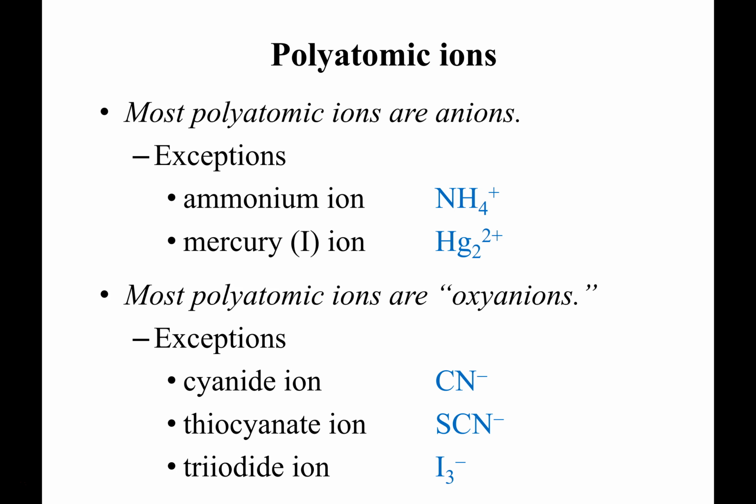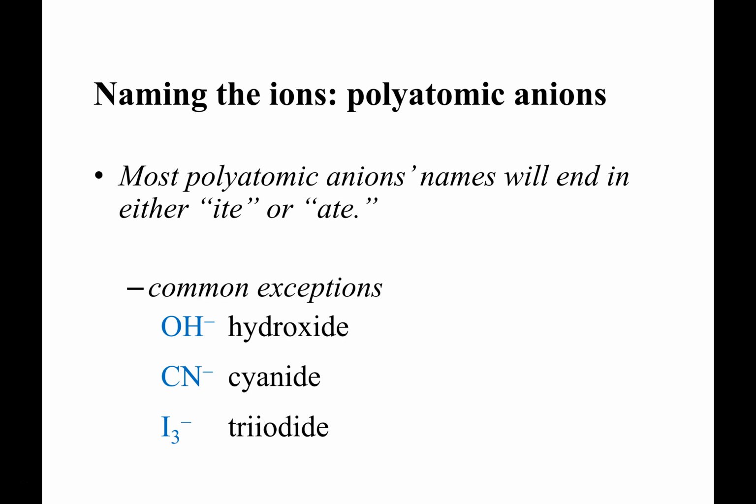It kind of focuses around an atom. So CN-1, you're going to have to memorize: cyanide. SCN-1 is thiocyanate. How do you memorize it? You just will. I3 with the -1 charge is triiodide. You're going to want to memorize hydroxide, OH-1. Again, cyanide, triiodide.